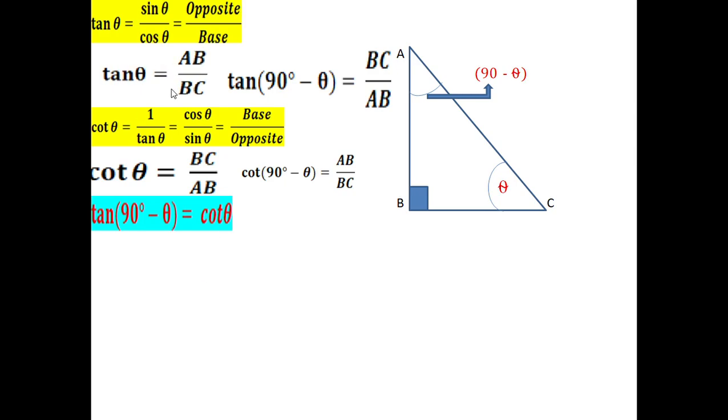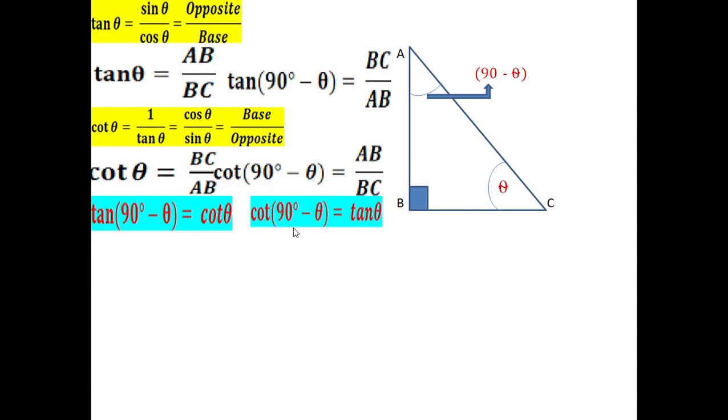Similarly, tan theta is AB by BC and cot 90 minus theta is also AB by BC. Thus both the ratios are the same. So we get one more relation: cot of 90 minus theta is equal to tan theta.